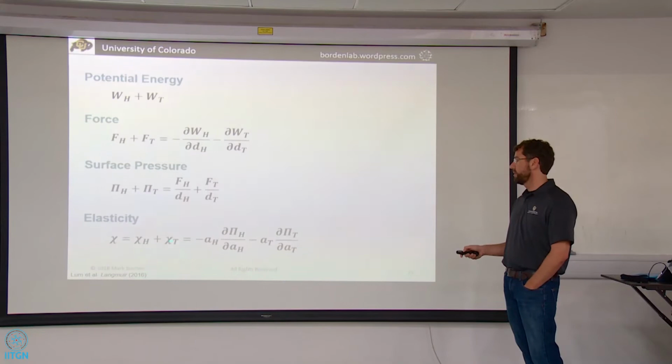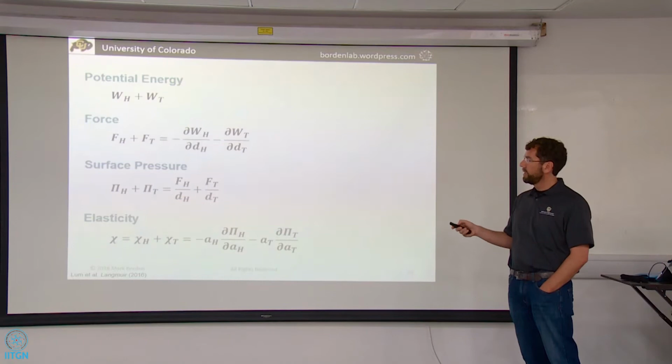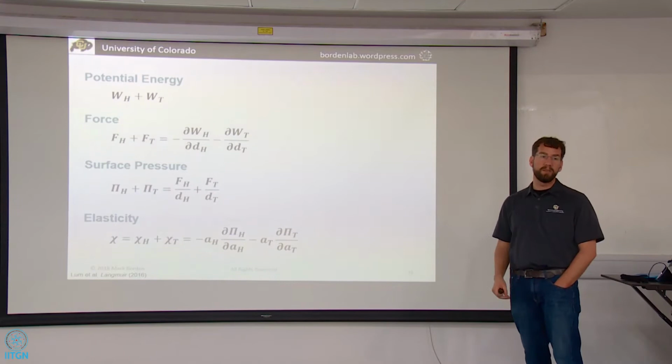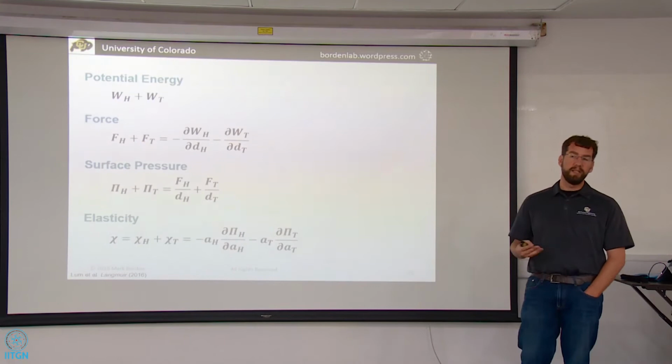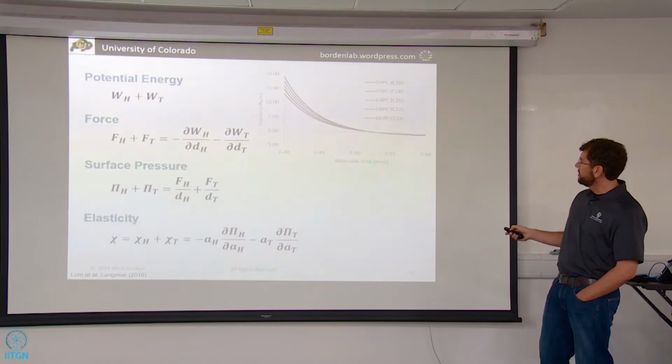So what's great about this is you start with composition, you get the potential energy from that, you do some calculus, and you end up with elasticity. It's easy calculus to do; you're just differentiating powers. Once you do that, you can calculate the elasticity as a function of intermolecular spacing or molecular area. You can do it for each different lipid, and this is what the curves look like.